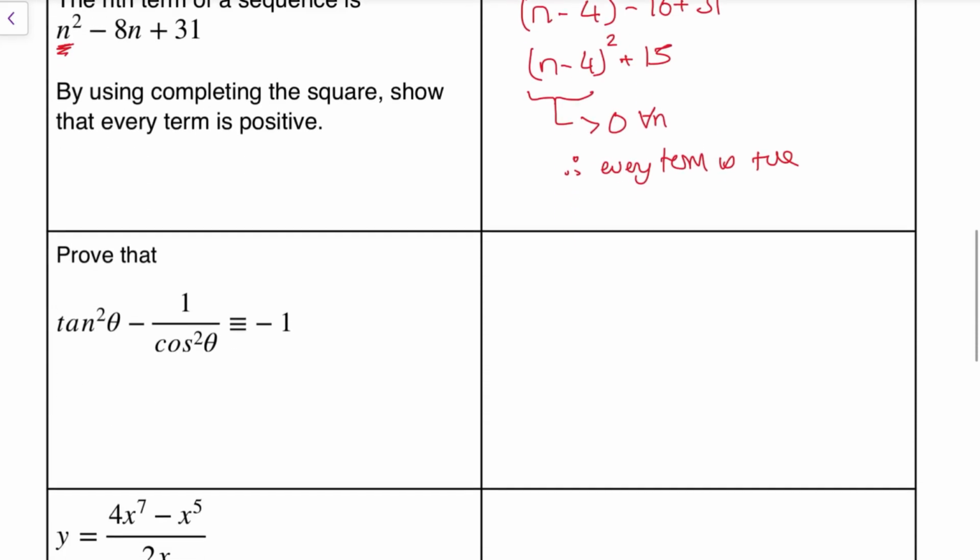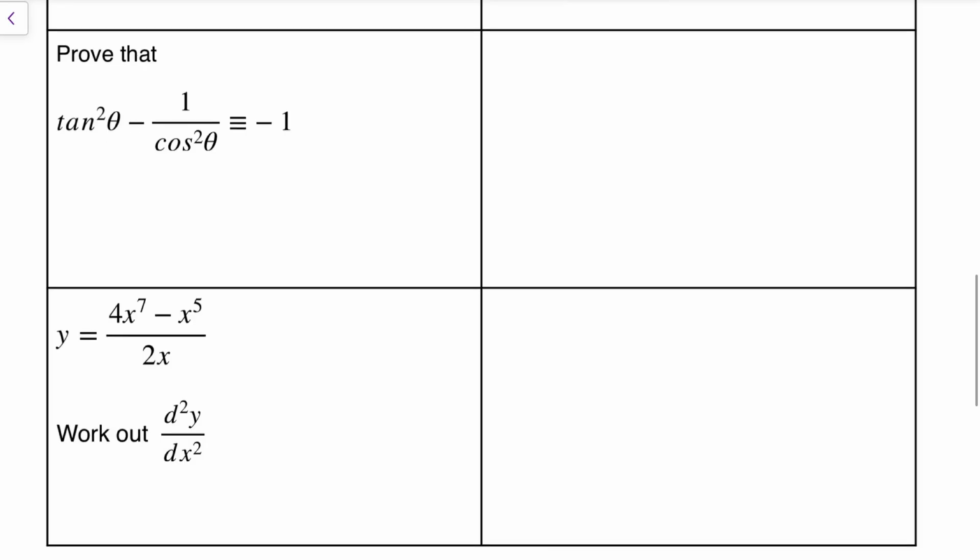Next question. The next question says, in fact, let's scroll all the way up. The next question says, prove that, and then it gives me a tan squared and a cos squared. Now, almost always, not always, but almost always, it's going to involve turning the tan into sine over cos. So that's sine over cos theta, and these are both squared, and I'm taking away 1 minus cos squared theta. Now, you'll notice I'm starting with the left-hand side. I'm not writing down the minus 1. I want to turn it into a minus 1.